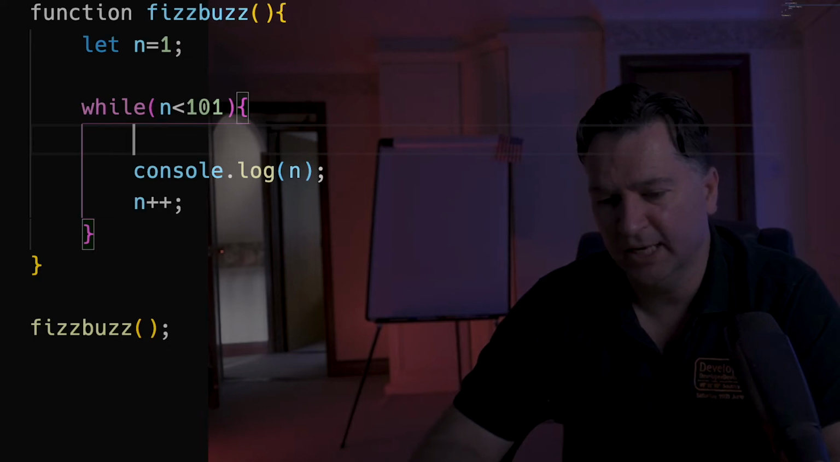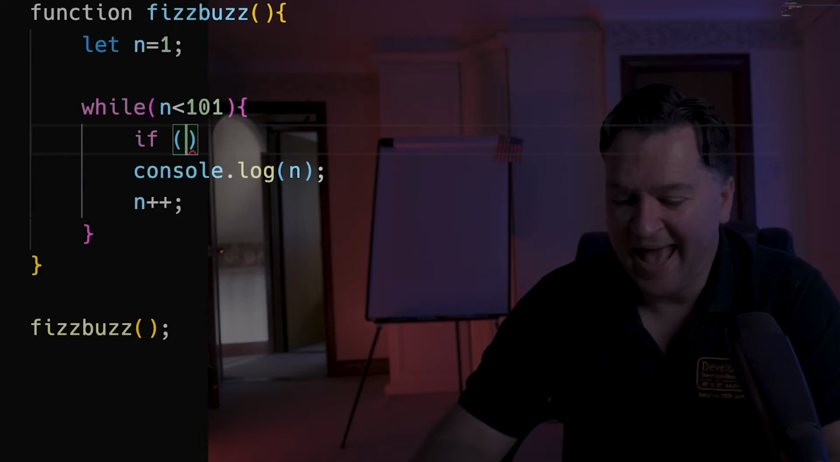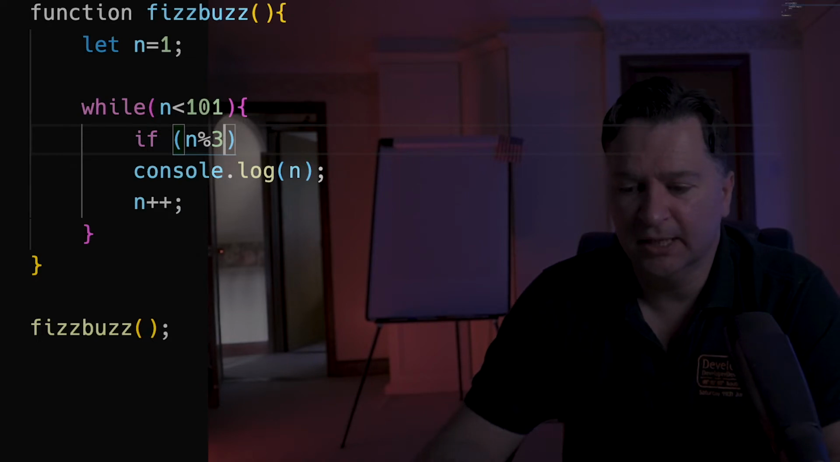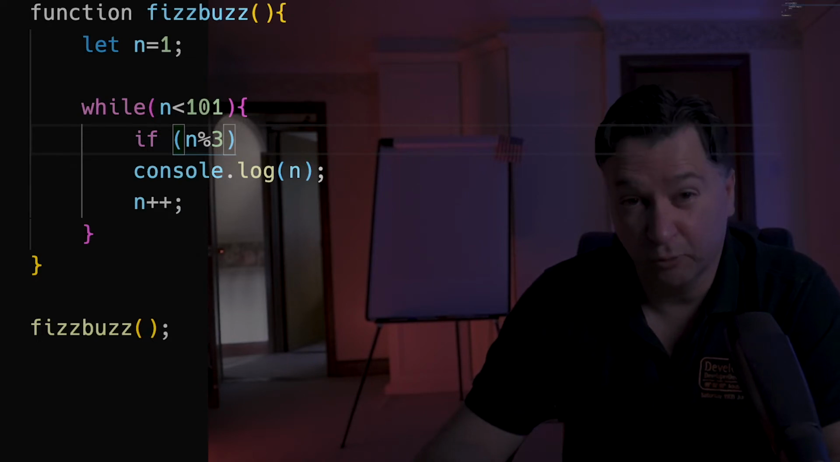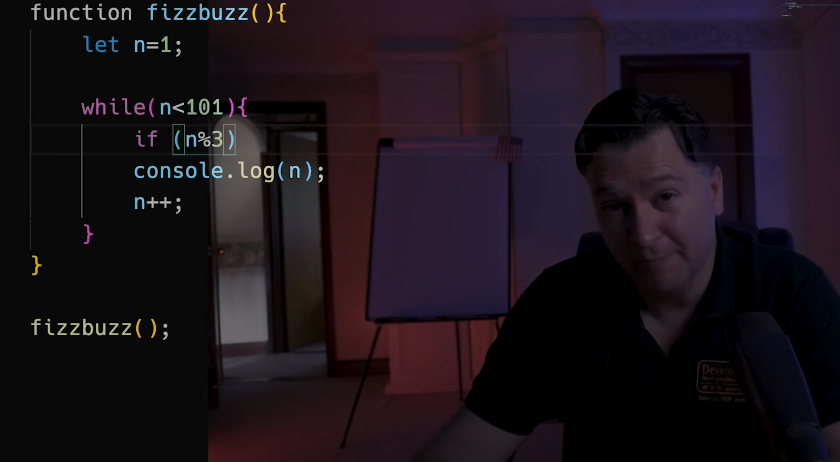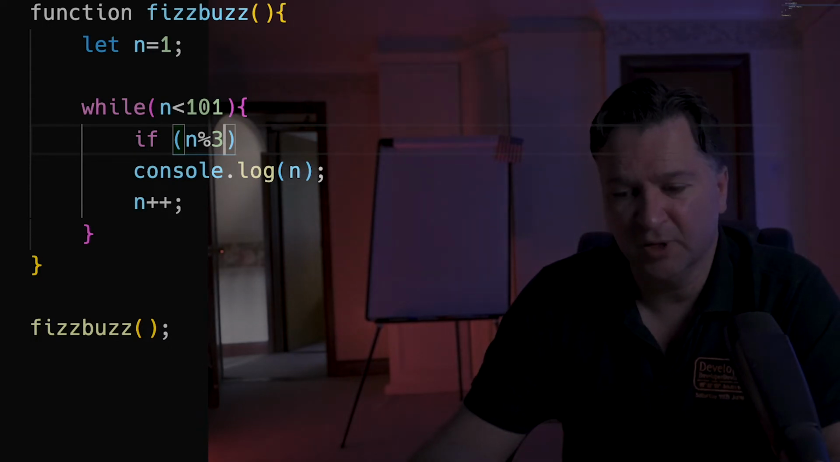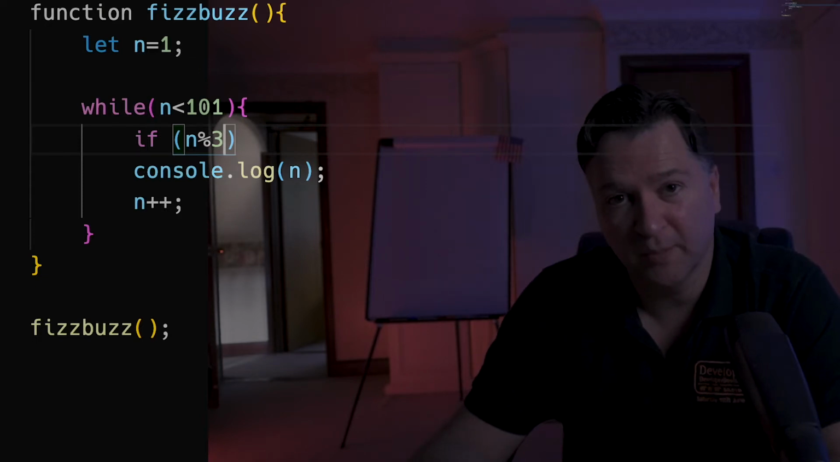We will do an if statement. So we'll say if n is modulo 3. What we mean by that is n divided by 3. If that has a remainder, that's what we're really looking for. If I divide something by 3 and it has a remainder, then it's not a whole number, and therefore it's not divisible by 3. So n modulo 3 should come back with a remainder.